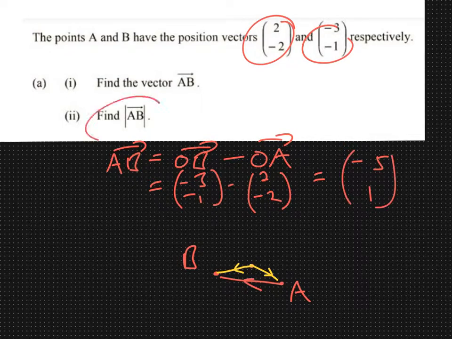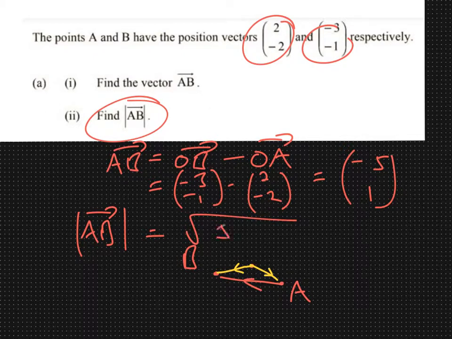In part 2, we're asked to find the magnitude of that, which should be straightforward. The magnitude of vector AB is just going to be the square root of 5 squared plus 1 squared, which is therefore going to be √26.